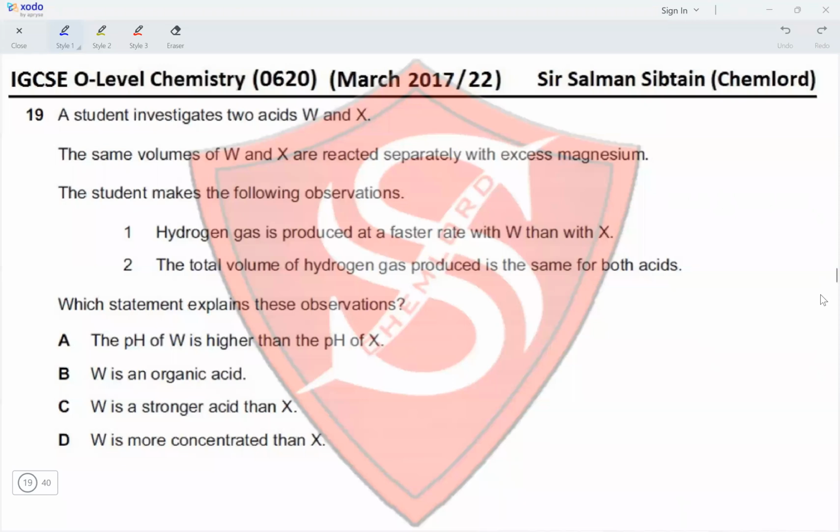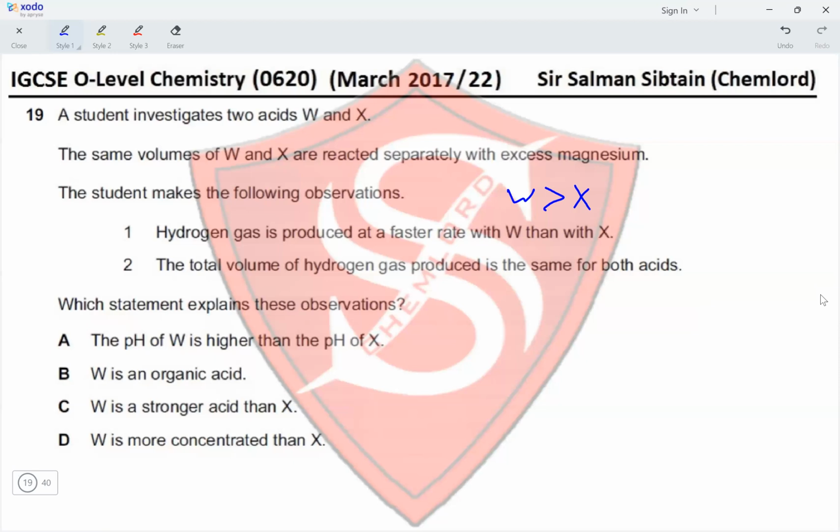Question 19. A student investigates two acids W and X. The same volume of W and X are reacted separately with excess magnesium. The student makes the following observations. Hydrogen gas is produced at a faster rate with W than with X. So W is a stronger acid than X. This is proven by the first observation. And the total volume of hydrogen gas produced is the same for both acids. So the concentration of W is the same as the concentration of X. So they both have the same concentration, but W is a stronger acid than X.